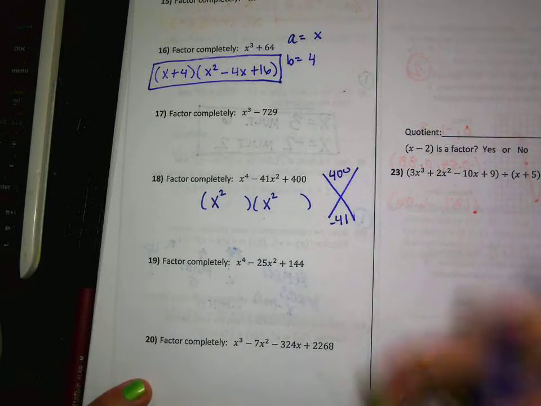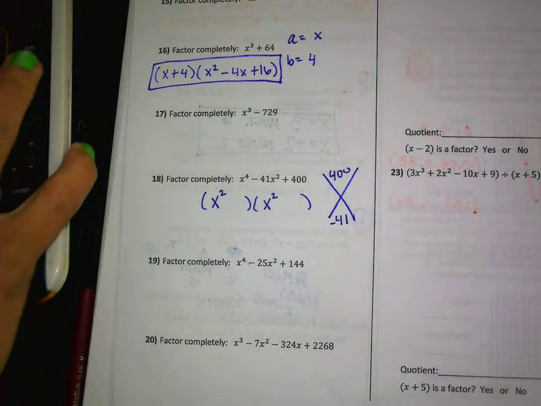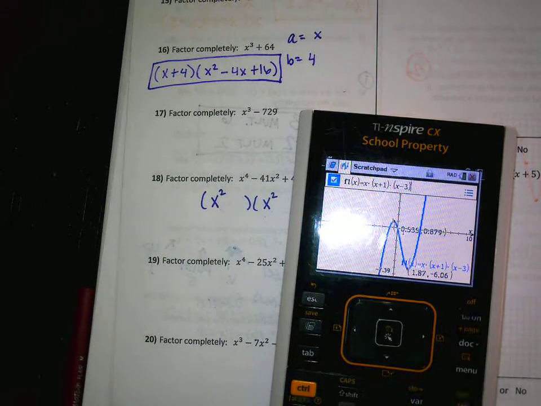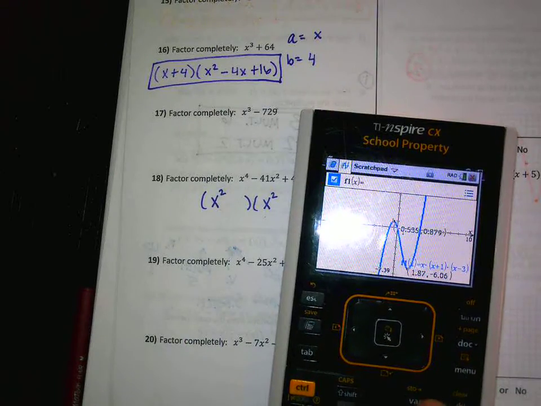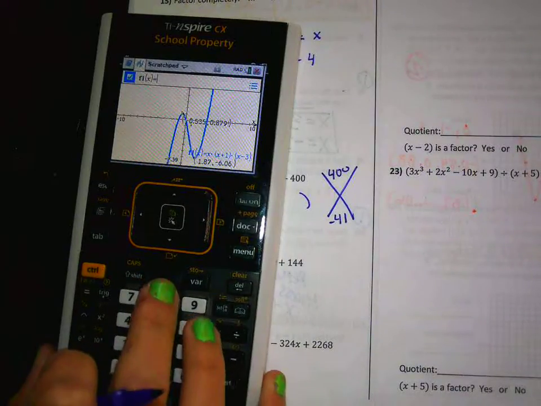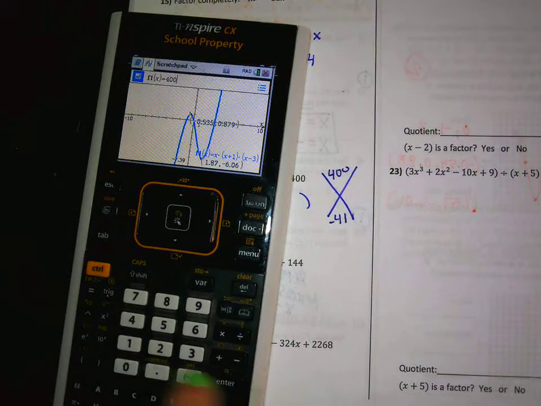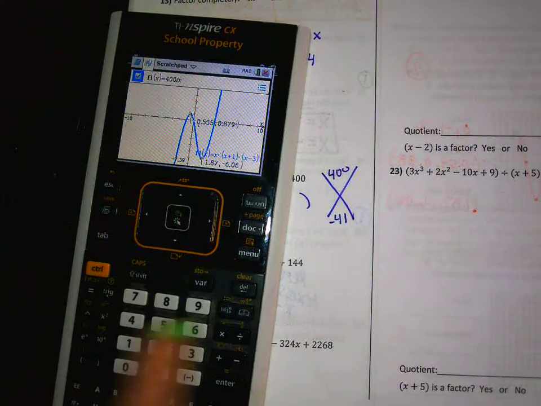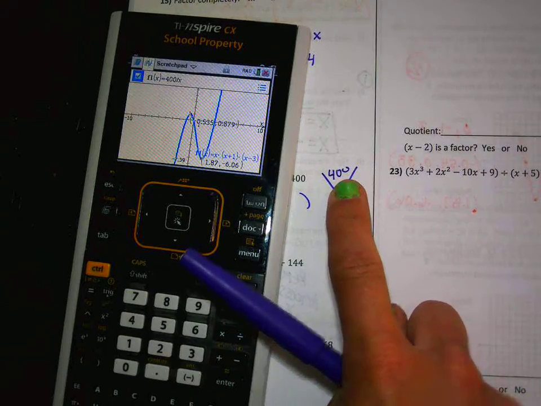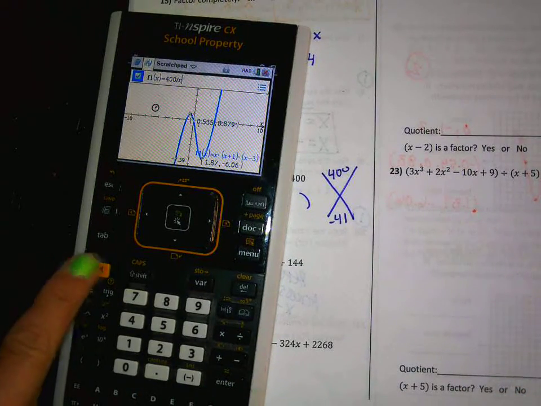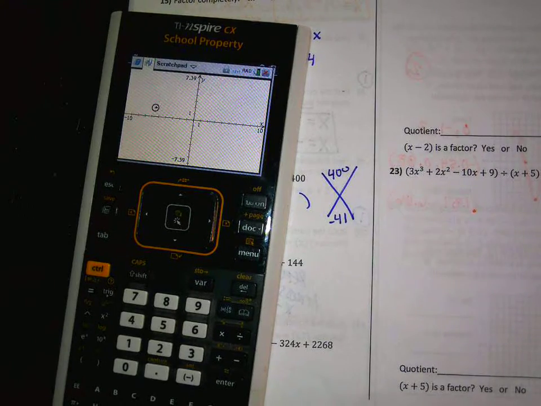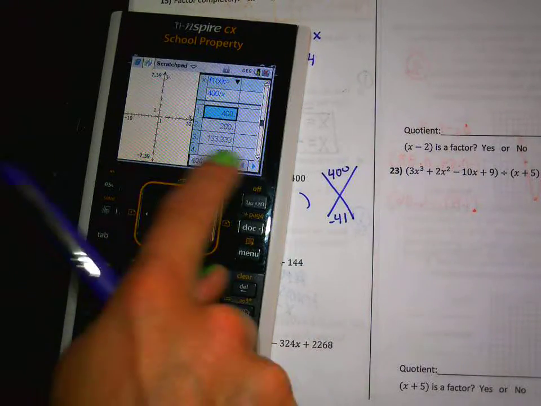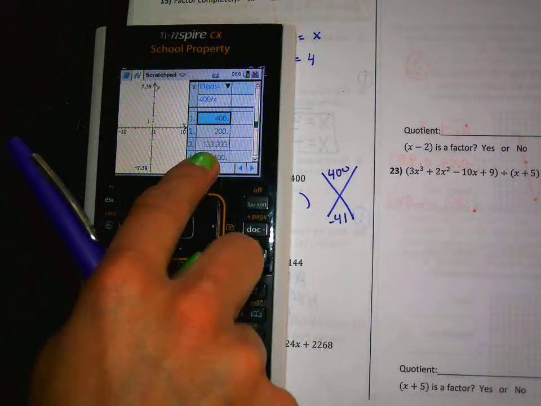I looked on your test. I don't think your numbers get quite this big on your test. If you do come across something that you can't find the factors of, you do have a calculator. So 400 divided by x will give you the factors of 400. So let me show you. 400 divided by x, whatever number you're trying to find the factors of. So in our case, 400. And then I'm going to look at the table. Control T. And then all of these guys are your factors. So you're looking for which pair is going to add to give me 41.